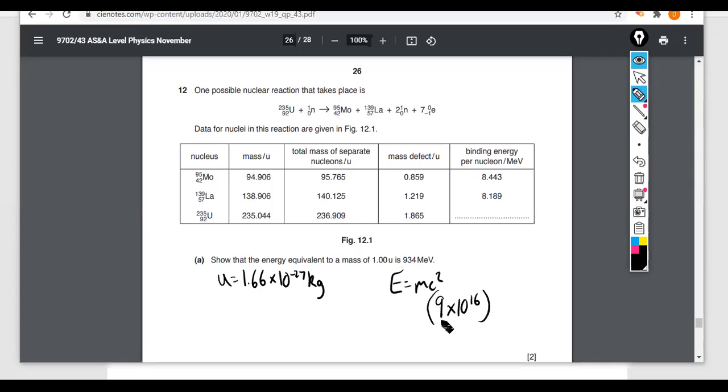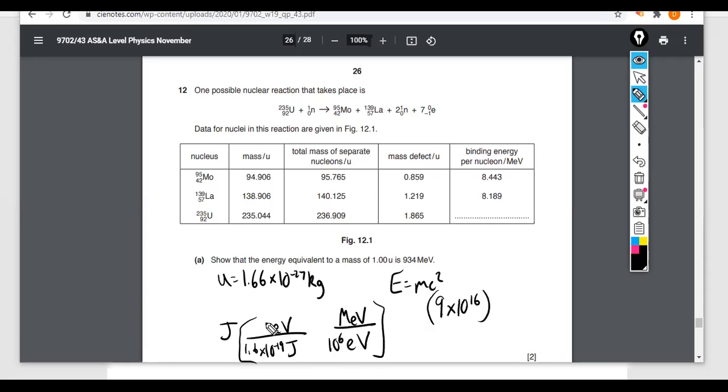The speed of light is 3 by 10 to the 8 meters per second. So if we square it, 3 squared is 9, 10 to the 8 squared is 10 to the 16. So we're just multiplying these two numbers to get joules of energy. And then you may recall that there are 1.6 by 10 to the negative 19 joules per electron volt, and there are 10 to the 6 electron volts per mega electron volt. So we can collapse this conversion into just one step.